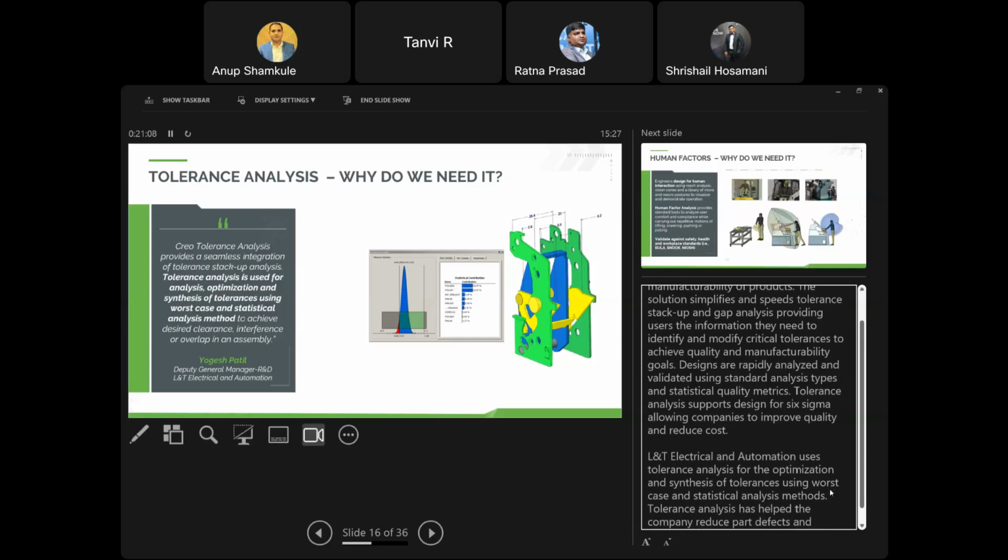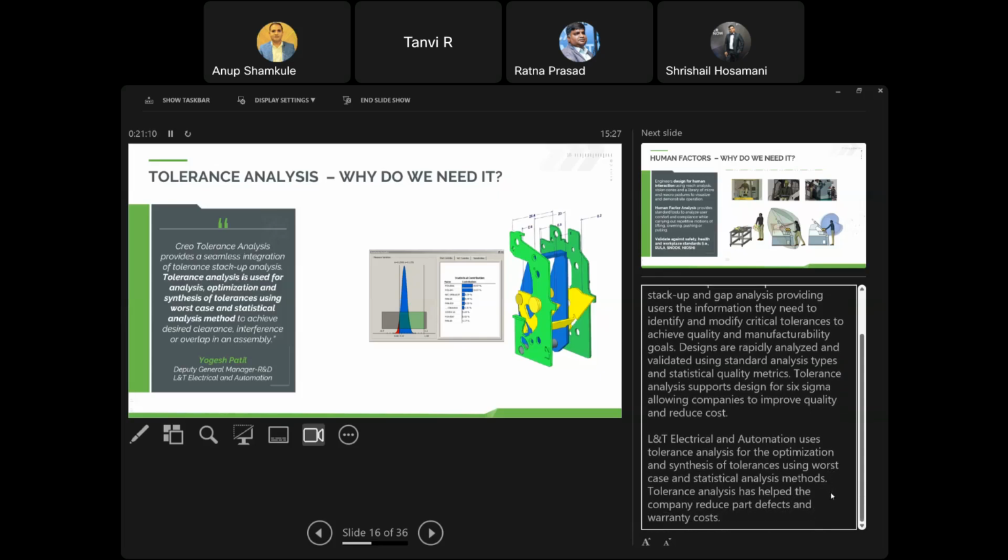There is a quote here also. You can look at electrical and automation, which is basically using this tolerance analysis. They are actually using it for optimization and synthesis of tolerances using the worst case as well as statistical analysis methods. Okay, so basically what they achieved with this tolerance analysis is reducing part defects and at the same time minimizing the warranty costs.